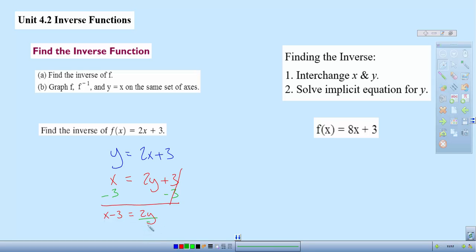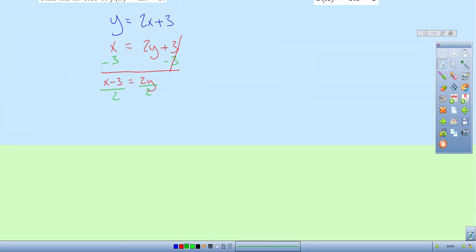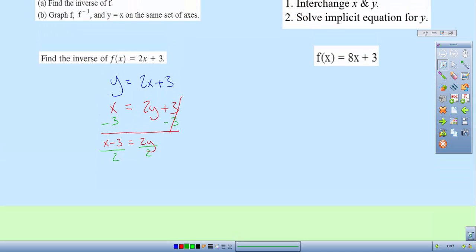The inverse of multiplying is to divide. So, oops, sorry about that. At this point, I come back on myself here and I have y is equal to x minus 3 over 2, which translates into this notation f to the negative 1 power, or f inverse of x. And that is my inverse. So that's how we find the inverse of a linear function.